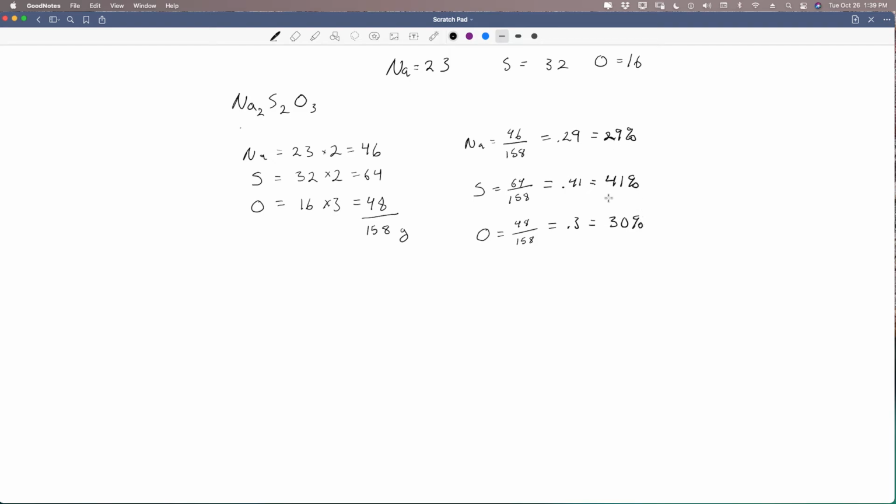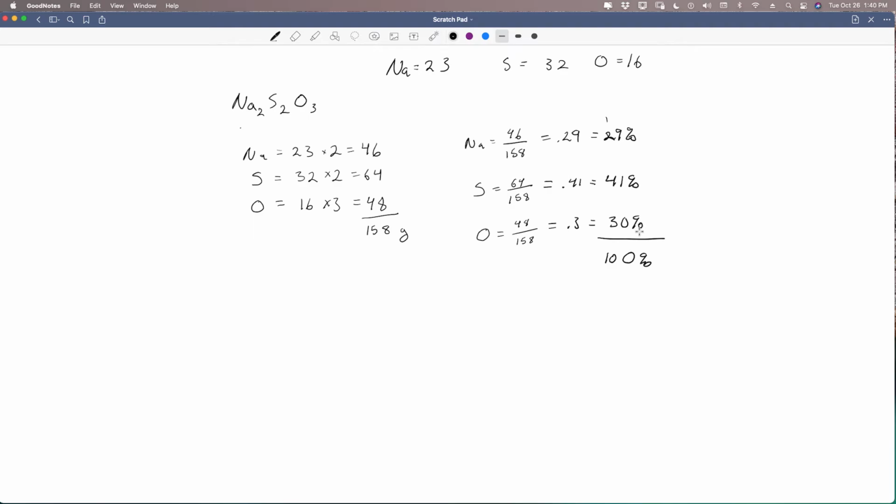Now, if we add all of these up, we should get 100%. Let's do that. 9 and 1 is 0, carry 1. That's 3, that's 7, 8, 9, 10. That's 100%. So this is the percentage based on the ratio. We did the math, we got the percentage, and we got the total percent of the solution. Sodium is 29%, sulfur is 41%, and oxygen is 30%.